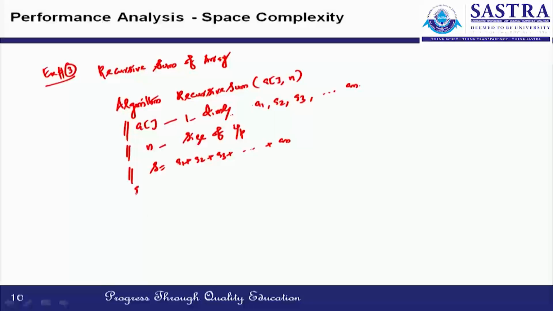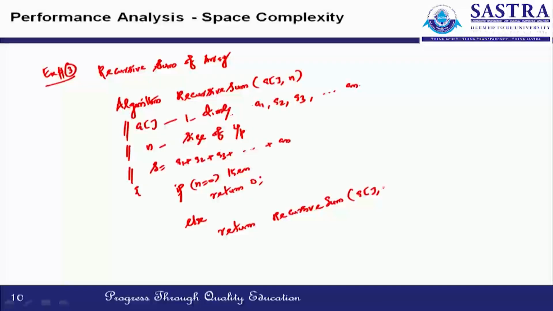Now, in the simplest level, we can check if n is equal to 0. If n is equal to 0, then return 0, else return recursive sum of A array comma n minus 1 plus A of n. Recursive sum, this is the name of the algorithm.